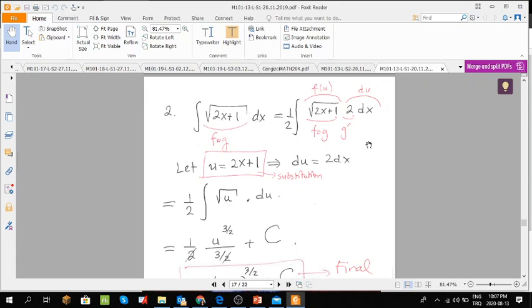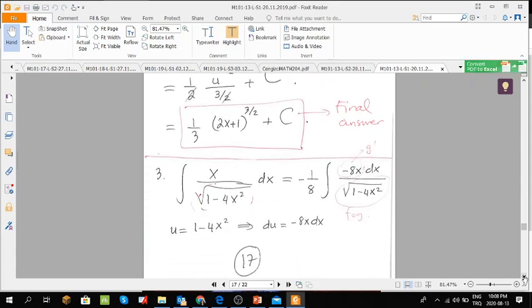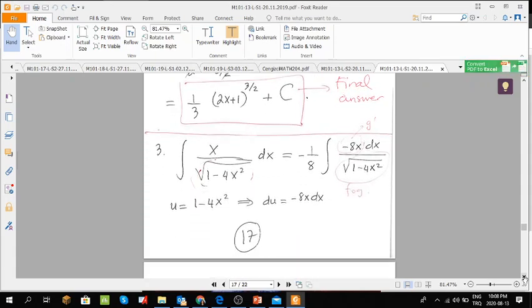We get du over dx as we said, and we put it in as 1 over 2 times the integral of the square root of u du. This is just the power rule. You apply the power rule and you get 1 over 3 u to the 3 over 2 plus c. Don't forget to put c at the end. Then substitute u as 2x plus 1, and we get the final answer: 1 over 3 times 2x plus 1 raised to the power 3 over 2, plus the constant c. Okay, next one is the third example.